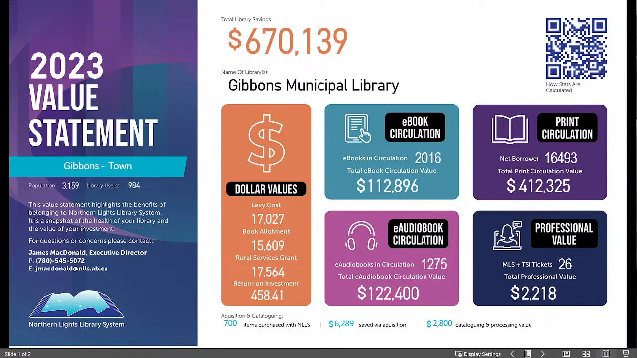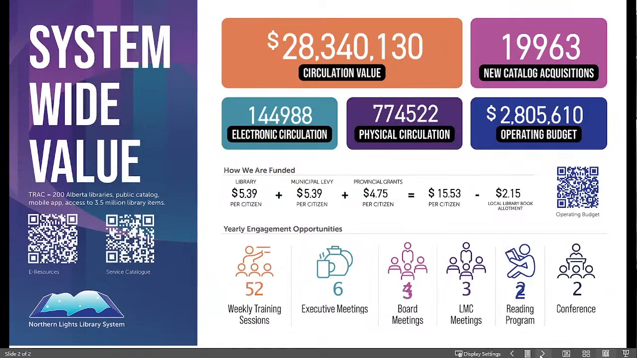And on the other side here, on the second slide, we get a little bit more of a system value. For the 177,000 people that we provide service for in Northeast Alberta, the circulation value is $28 million. We circulate almost 800,000 physical items to the people in Northeast Alberta, and almost 145,000 electronic e-books and audiobooks this last year, which is pretty impressive. We bought 20,000 new books for our libraries, but again, we're part of TRAC. Those three other regional library systems are purchasing as many or more. So that's over 100,000 brand new items that your library and your residents have access to as a result. You're getting a pretty good bang for your buck.